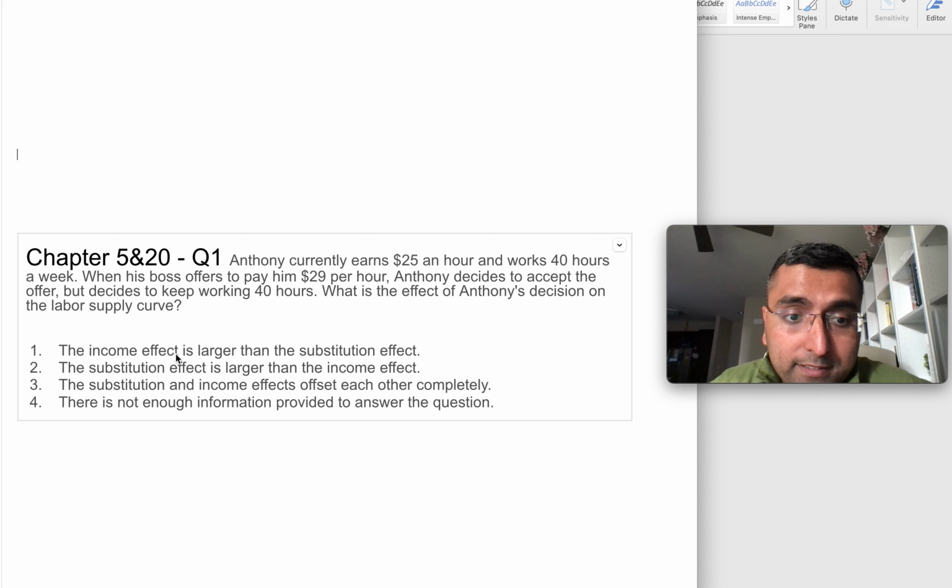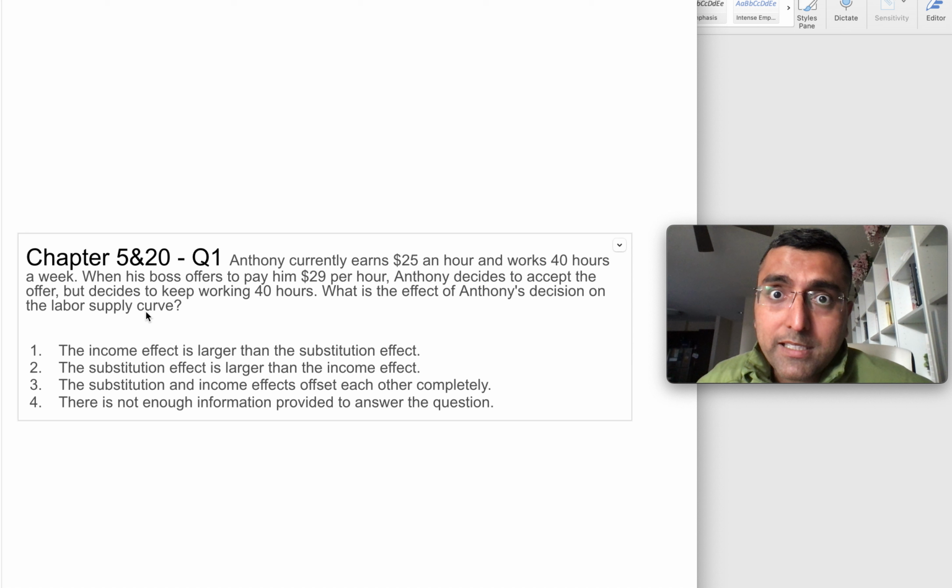The income effect, so let's see what are the options, right? So we need to first understand labor supply, right? If we don't understand the labor supply, demand and labor supply curve, we should review chapter 20. I've covered a lot about those in the chapter 20 video. Now let's look at the four options.